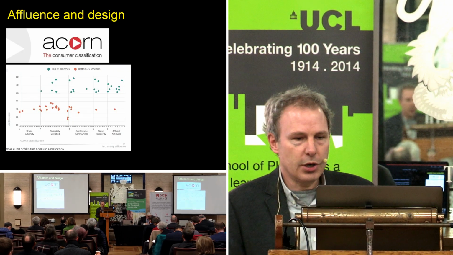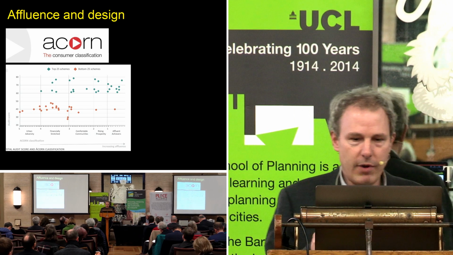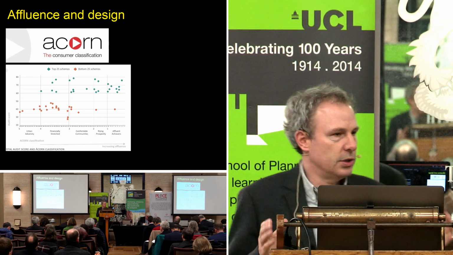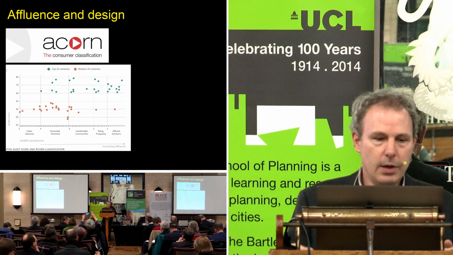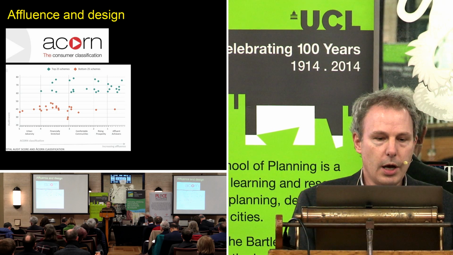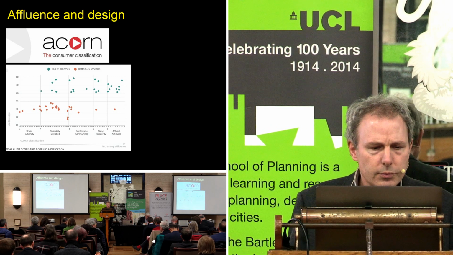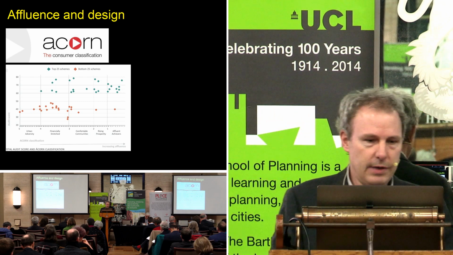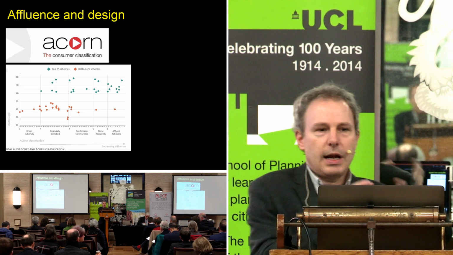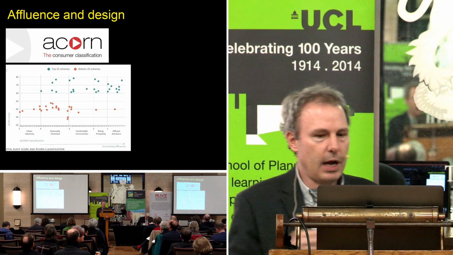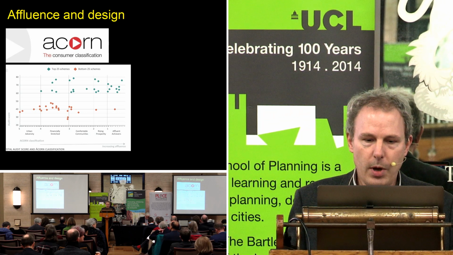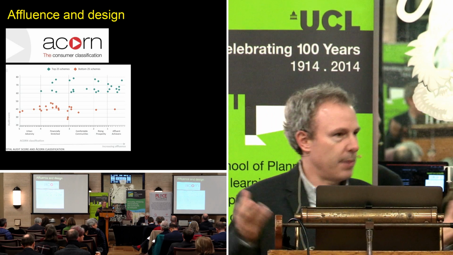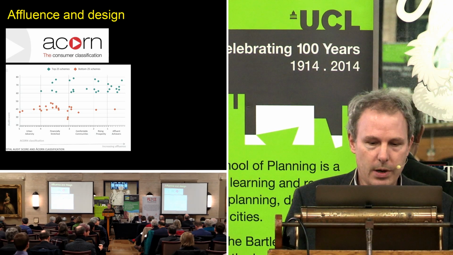Starting with the question of affluence and how that relates to design. To look at this element, we looked at the ACORN consumer classification and correlated that directly with our design outcomes. If you know the ACORN classification, it classifies every postcode in the country on a scale from urban adversity to affluent achievers, which says something about how affluent we are in any part of the country.